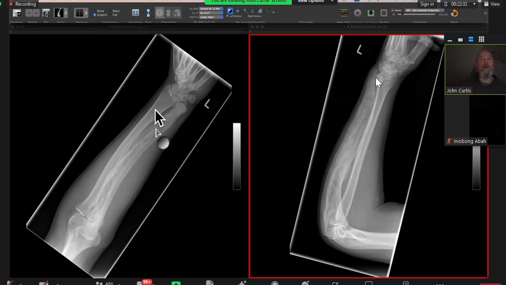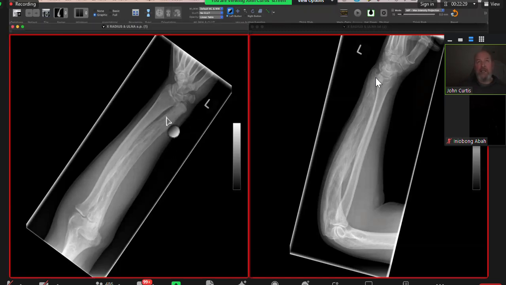Yeah, great. Okay, so this is Paget's disease. It's absolutely classical Paget's. We've got thickening of the bone, thickening of the cortex, coarsening of the trabecular pattern, and we've got bowing of the bone, and that was Paget's.